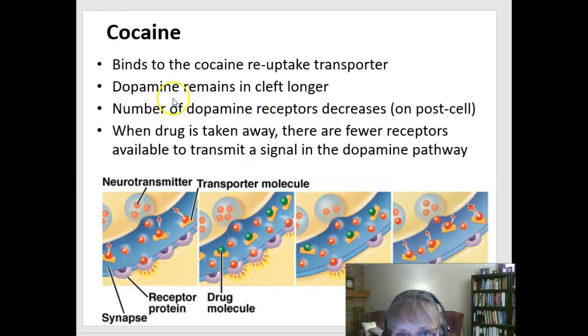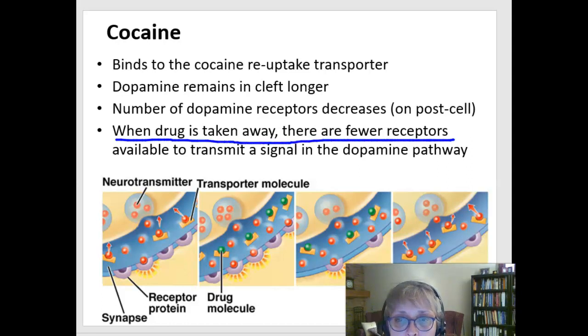The addiction and not being able to withdraw is all due to the fact that the number of receptors decreases due to downregulation, because dopamine, the neurotransmitter, has been left in the cleft. So that's the end of this particular lecture. Thank you very much.